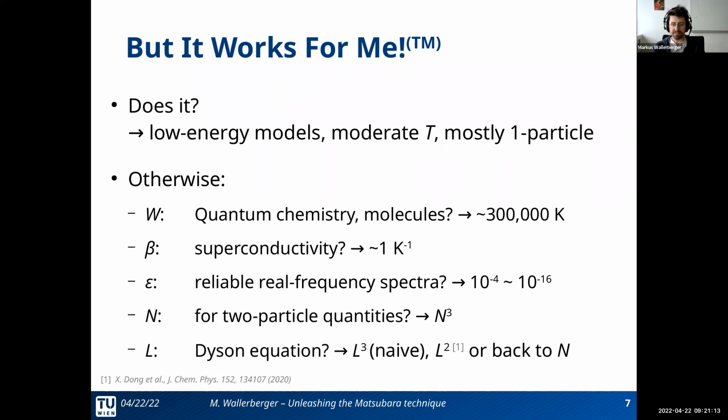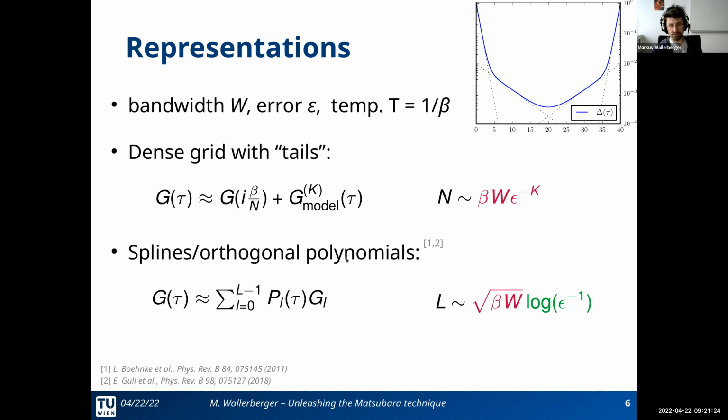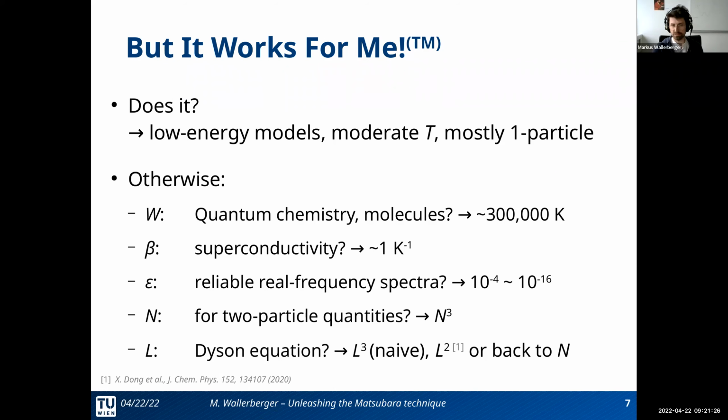And if you do diagrammatic equations, you can do them in the frequency representations. They're cheap. But then you're again in this frequency representation. If you want to do them in the polynomials, they're not diagonal anymore. So you again have worse scaling. So that's sort of the problem that we're facing. Is that somehow clear? Is there any question there?